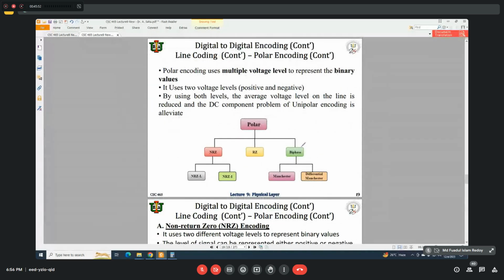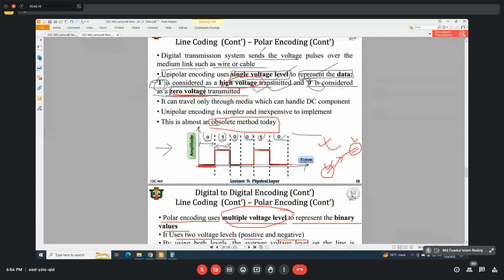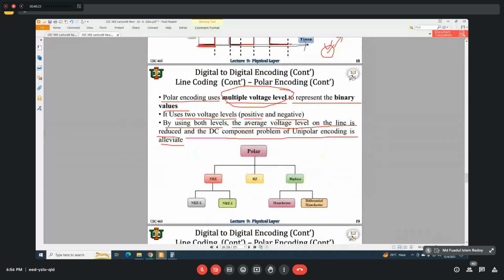Okay. So now if you're going for the polar encoding, it uses multiple voltage levels to represent the binary values. It uses the two voltage levels, positive and negative. By using both levels, the average voltage level on the line is reduced and the DC component problem of unipolar encoding is alleviated. So the DC component problem that was there in the unipolar encoding scheme has been reduced by using the polar encoding system.